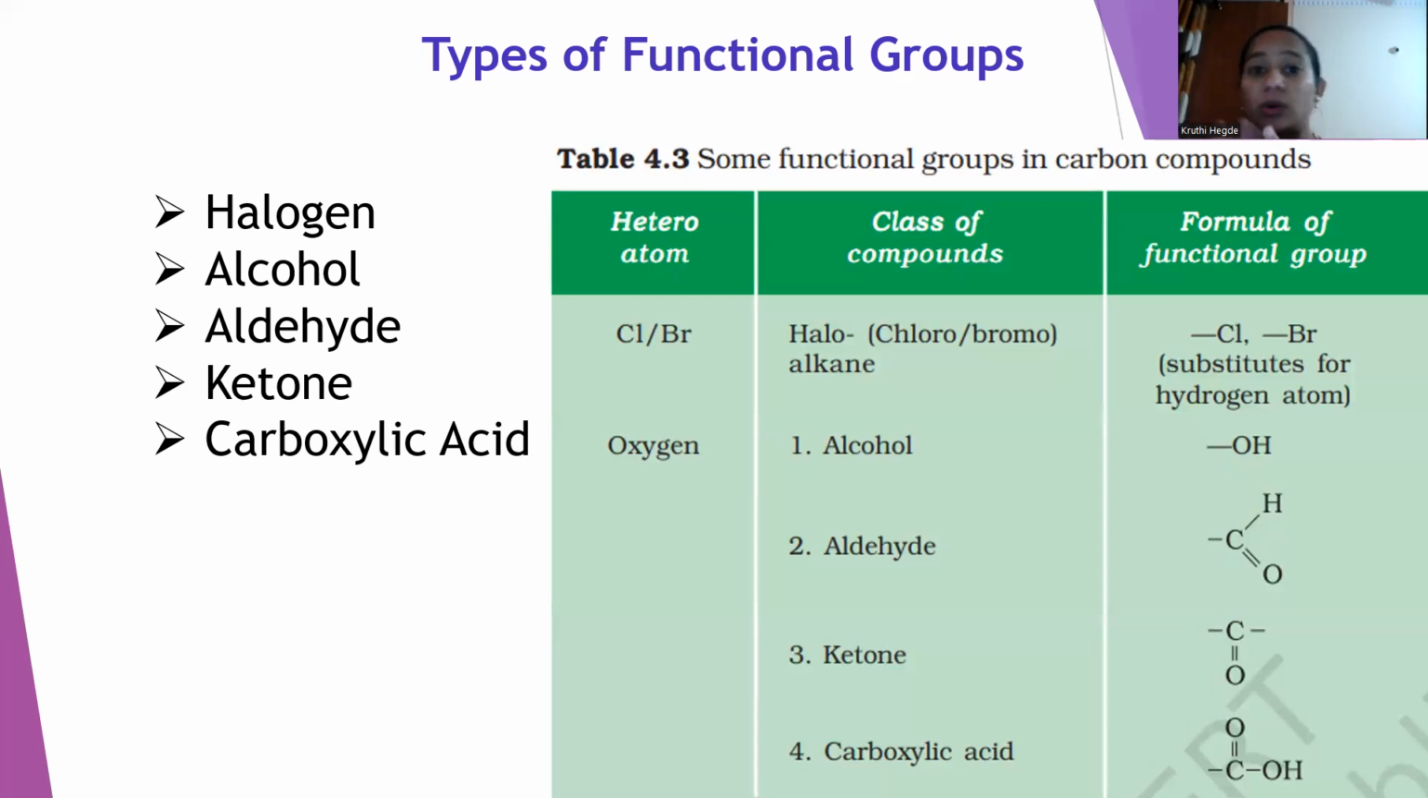Halogen means chlorine, bromine, fluorine, iodine. Chloro, bromo, fluoro, iodo. Cl, Br, I, F. Okay, if it is alcohol, OH. If it is ketone, CO. If it is aldehyde, CHO. If it is carboxylic acid, COOH. Okay. So moving ahead.